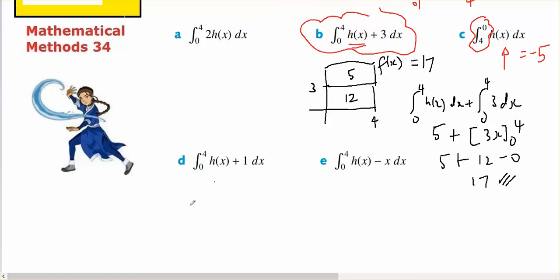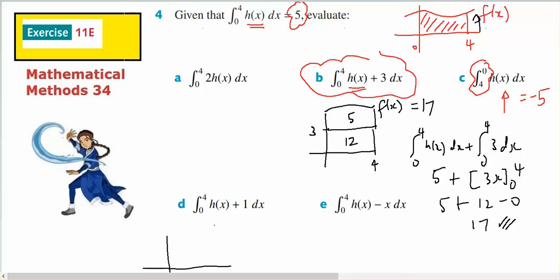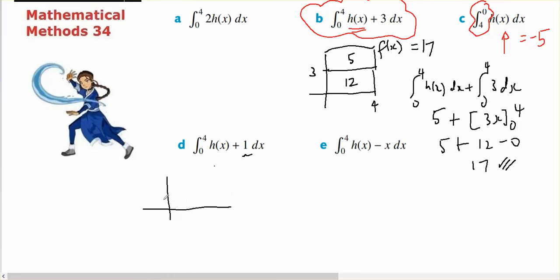So if I was to look at this one, I've got h of x that I've lifted up 1 unit. So picture-wise, that's 1. That's my h of x. That's going to be an area of 5. This will be an area of 4, so it should equal 9.